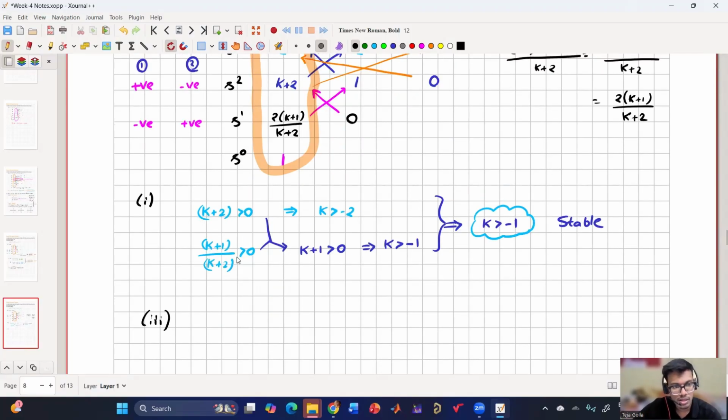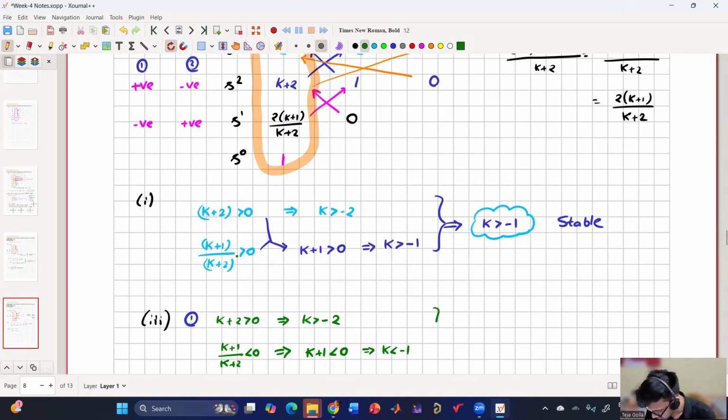Unstable part, if I'm considering the first case, then it says K plus 2 is positive, which means K is greater than minus 2. And then K plus 1 by K plus 2 is negative, which means K plus 1 is negative, which means K is less than minus 1. Right? So we are getting minus 2 less than K less than minus 1. In this region, it is unstable, right? For the case 1.